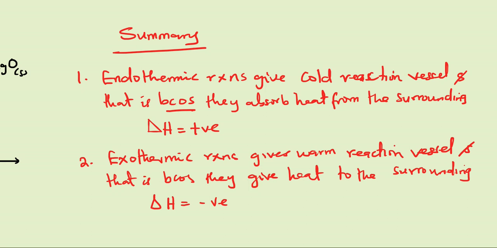If you ever forget which one is which, just remember that endo means internal. So it's taking heat from the surrounding to inside the reaction. Exo means external, so it's giving heat to the surrounding. Endo, internal, taking heat in. Exo, external, giving heat out. Okay, and delta H for endo is positive and delta H for exo is negative.